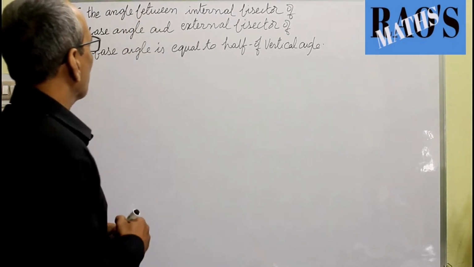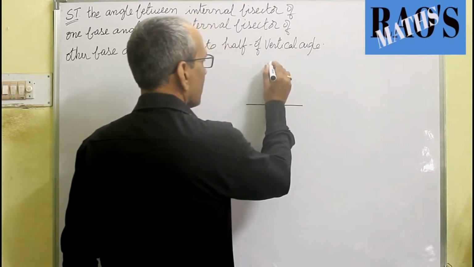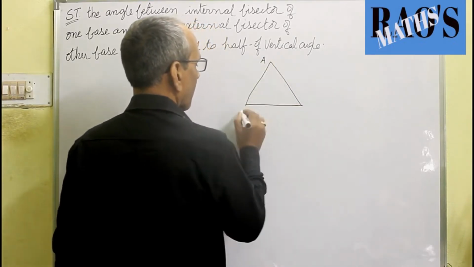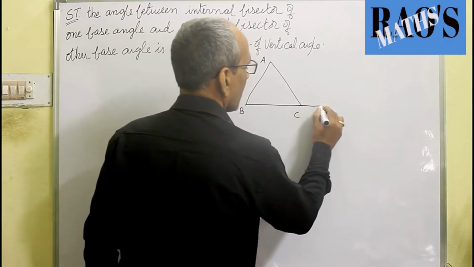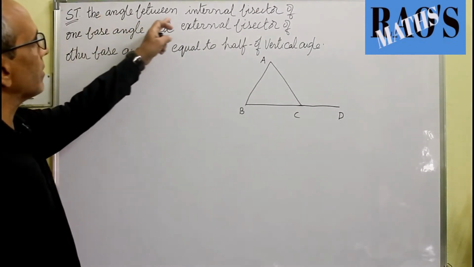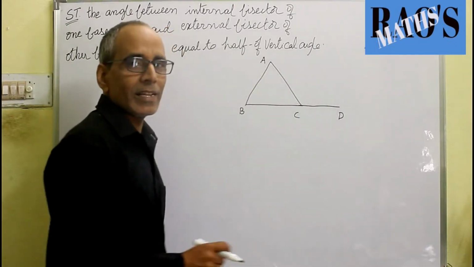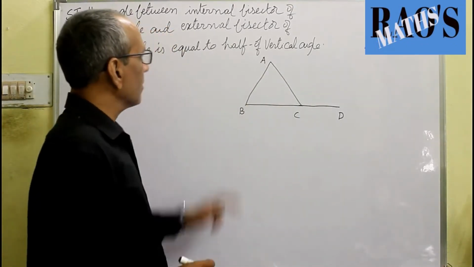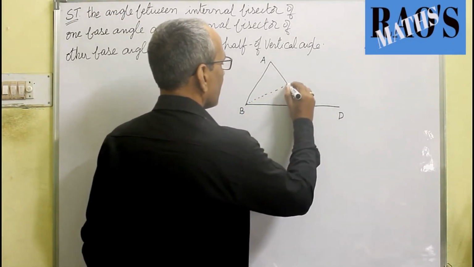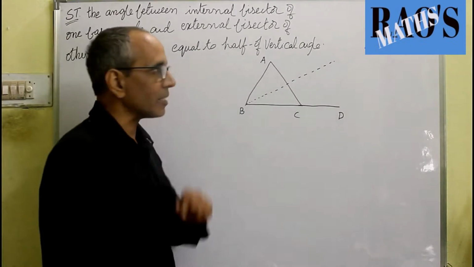So it's a triangle we have. First of all, let's draw a triangle and name it ABC. Let me extend it up to D. As per the question, we take the internal bisector of one base angle. In this triangle, we have two base angles, that is B and C. I am taking one base angle, B, and bisecting it.